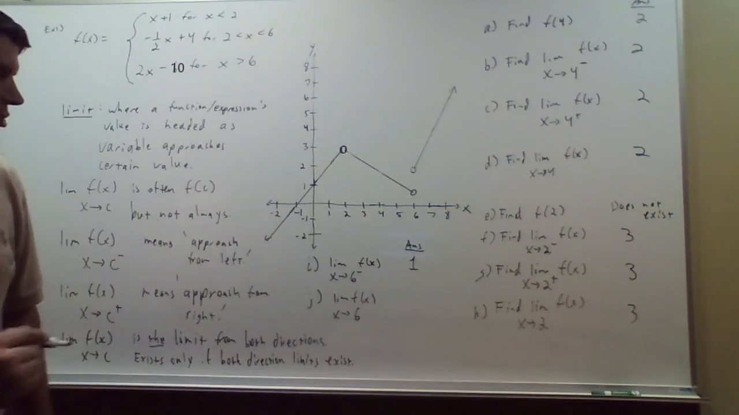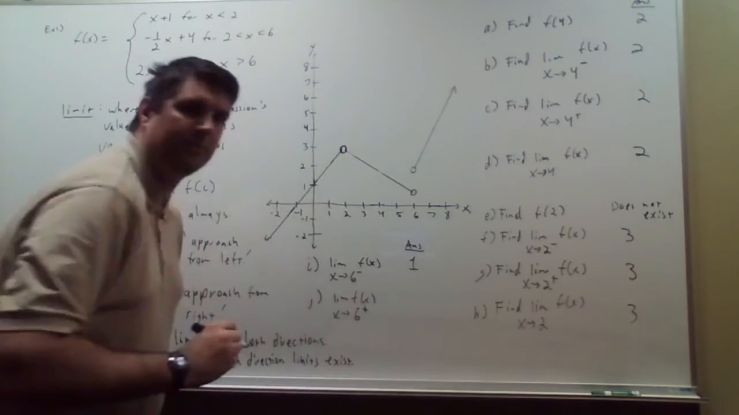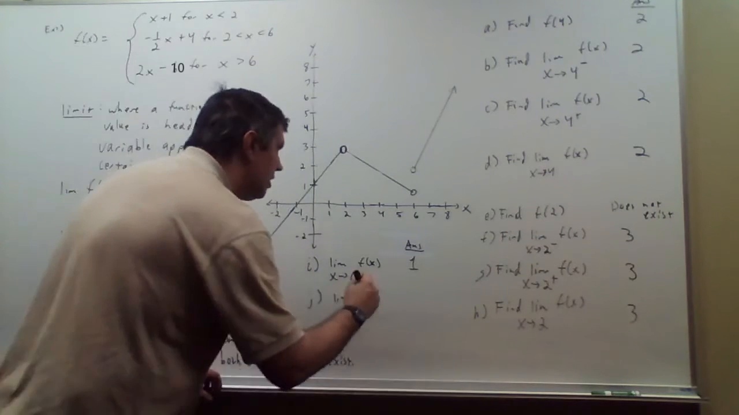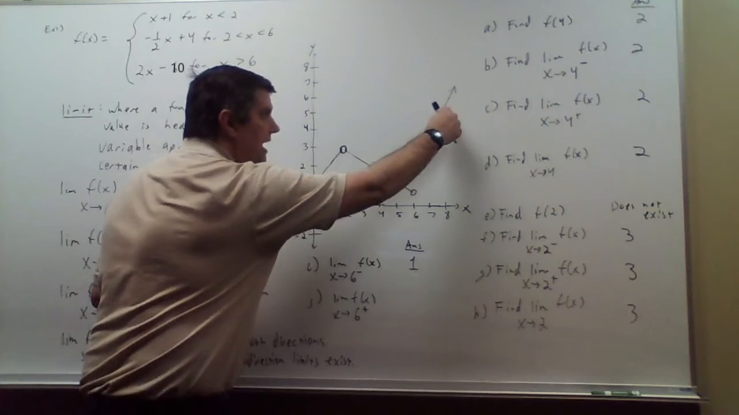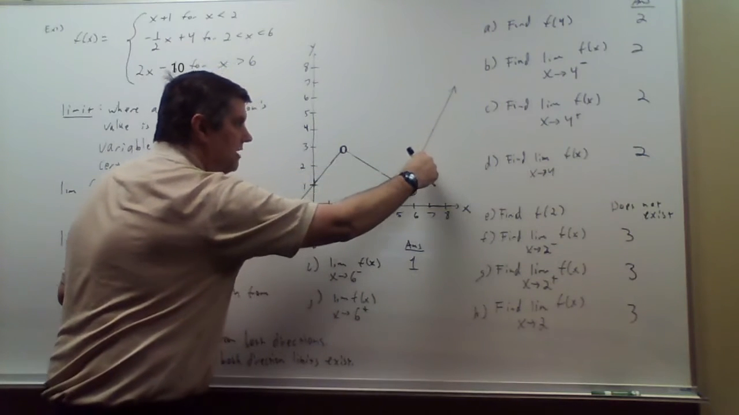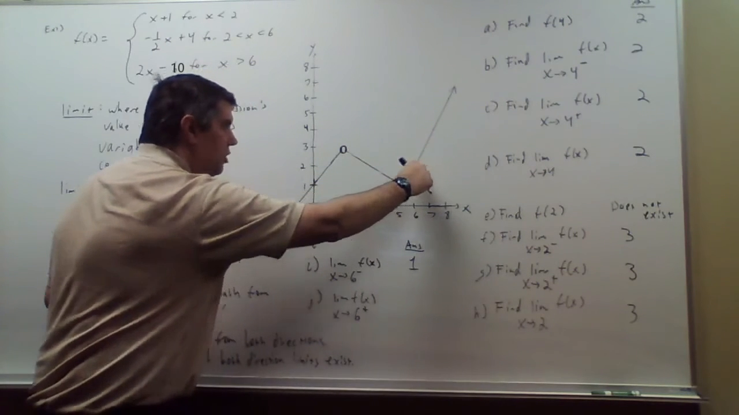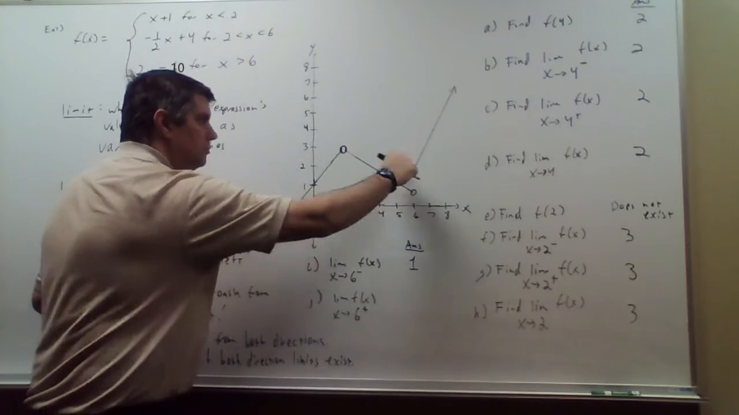Okay, as x approaches 6 from the right. Okay, that's a plus. So I'm going to approach from the right, and it looks like the function value is headed to 2.